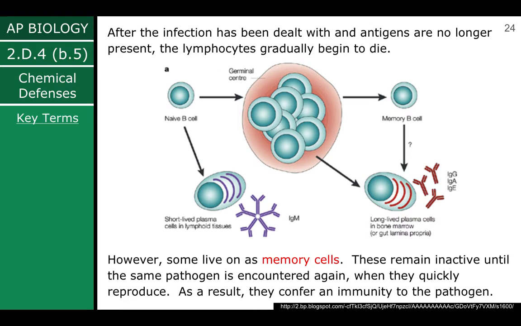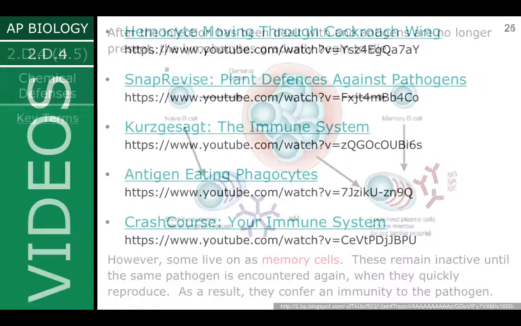So that's the reason why, the second time we have exposure to some sort of infection, it's so much quicker to respond: because of these memory cells that remember how to make the particular antibody.